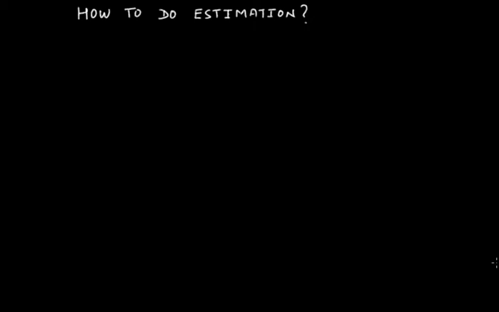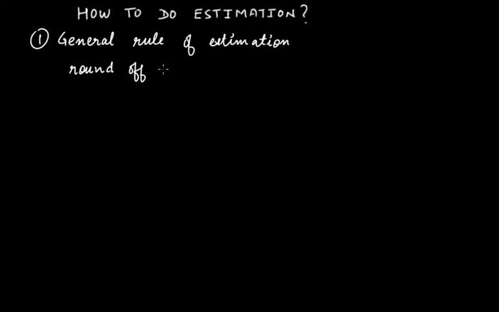In the previous videos we saw why we do estimation and what's the importance of estimation, and in this video we'll see how to do estimation. Well, in your book you'll find a general rule of estimation, and according to this rule you always round off numbers to their greatest place. This general rule of estimation you will find in your books, but you cannot use this general rule always.